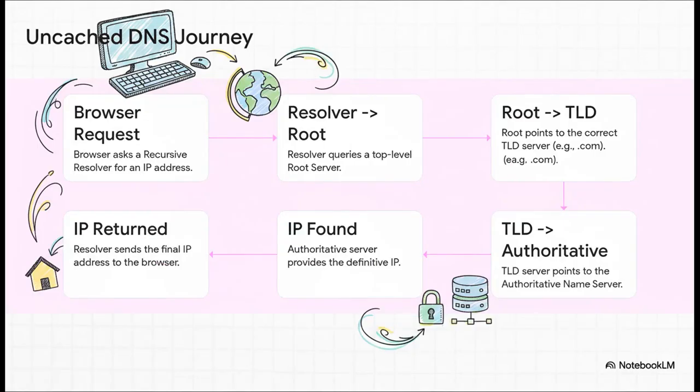The very first time you visit a site, this lookup is a whole multi-step adventure. Your browser's request first goes to something called a recursive resolver. Think of it as a helpful librarian. This librarian doesn't have the answer, so it asks the main index, a root server. The root server points it to the right aisle, say the .com server. Then the librarian goes there, and that server points to the exact shelf, the authoritative server that holds the final IP address. Only then does that IP address make the long trip all the way back to your browser. Yeah, it's a lot of back and forth.